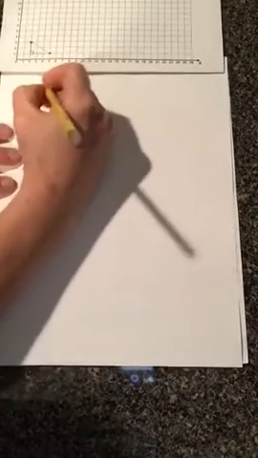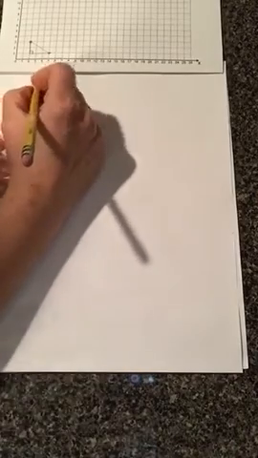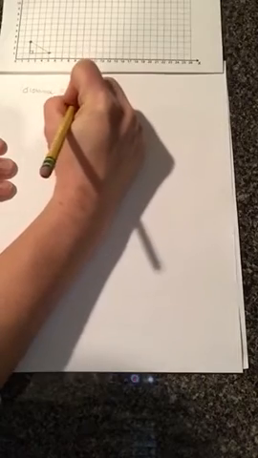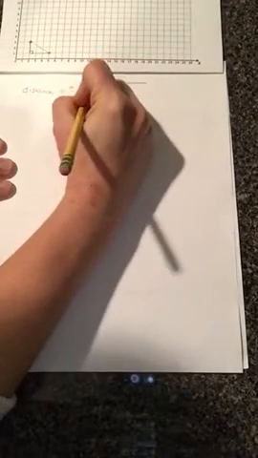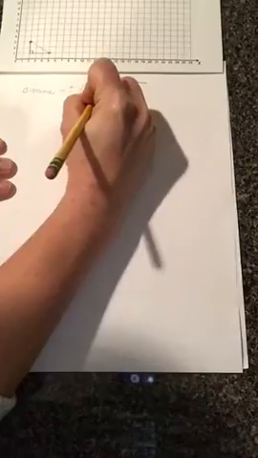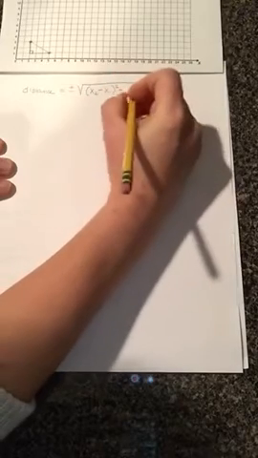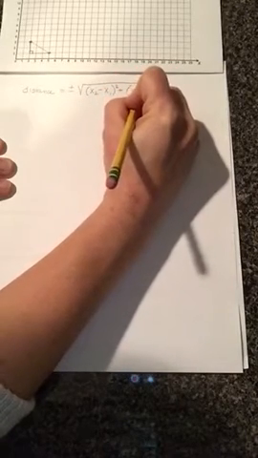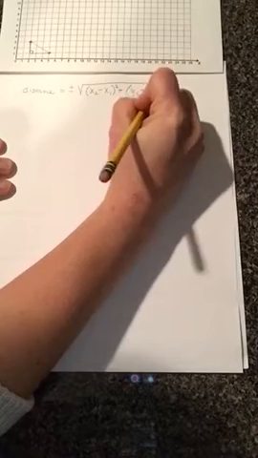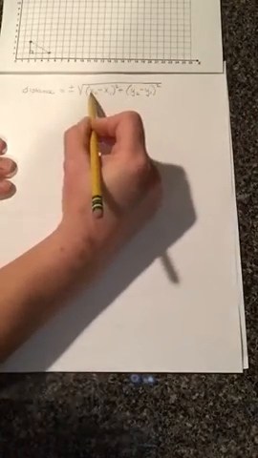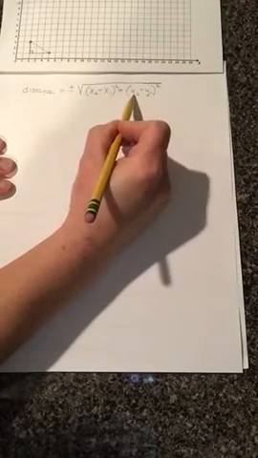So I'm going to give you the formula, and the formula is the distance is equal to plus or minus the square root of (x sub 2 minus x sub 1) squared, plus (y sub 2 minus y sub 1) squared. So what you're going to do now is identify what x sub 2, x sub 1, y sub 2, y sub 1 are.